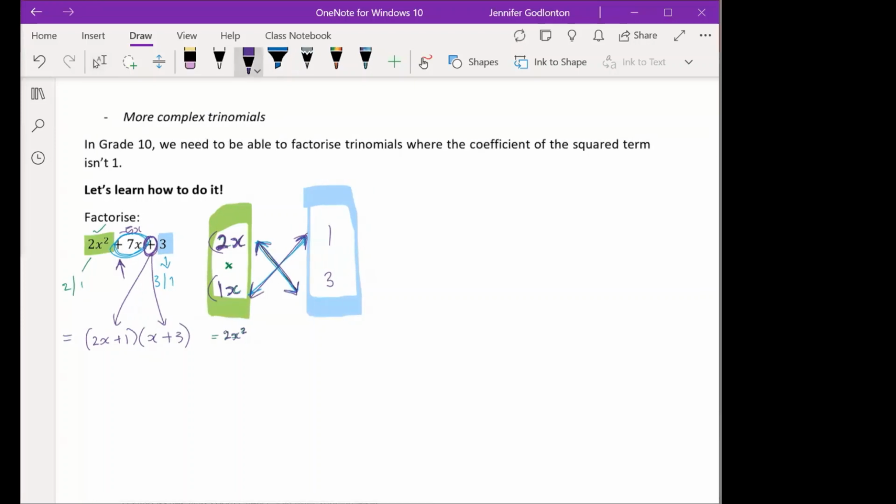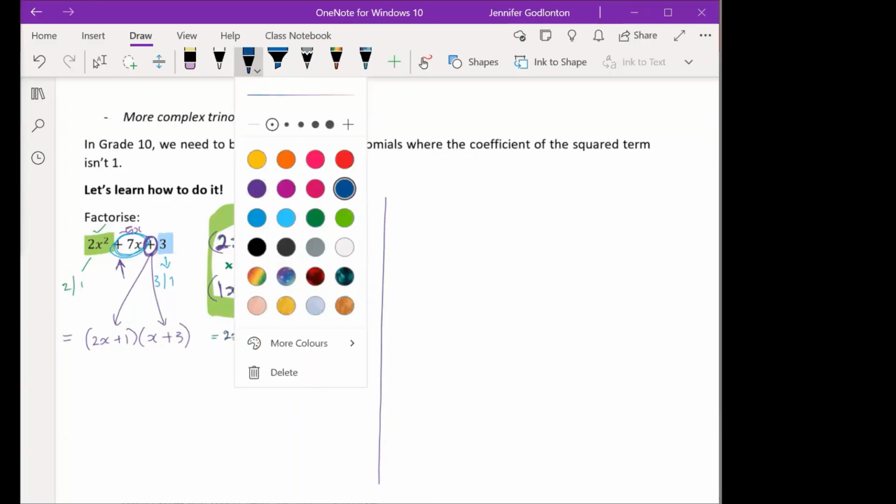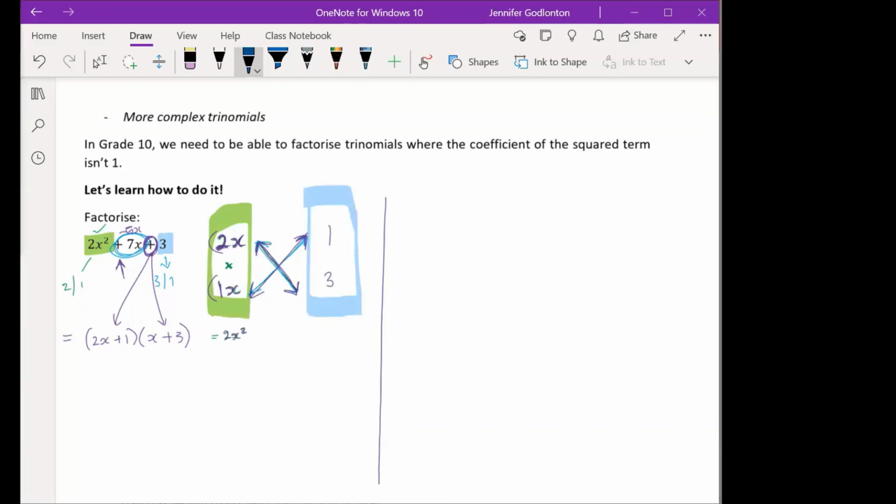Okay, second method. Some people prefer this one. I know some of my students prefer this method, but it's completely up to you. With this one you have to remember to do a few more things, but it's less trial and error. So I'm just going to rewrite this question. We've got 2x squared plus 7x plus 3.